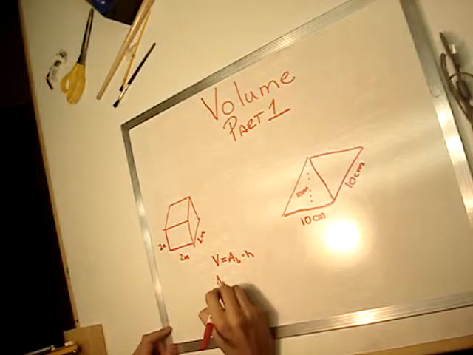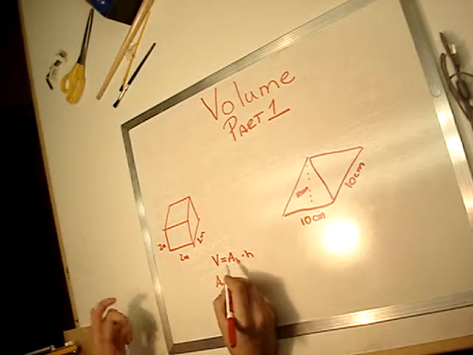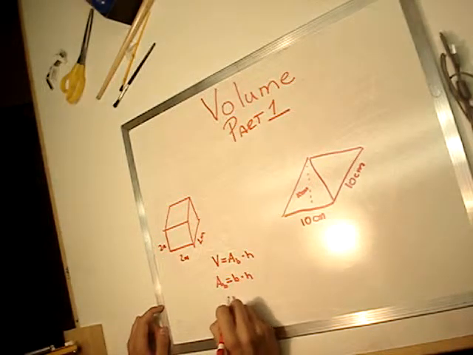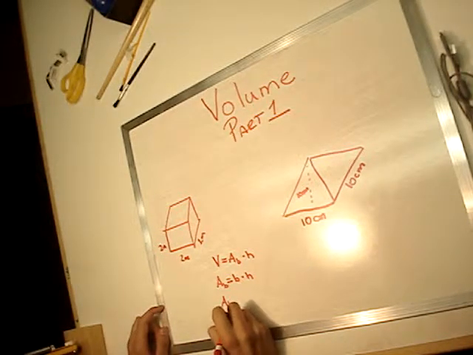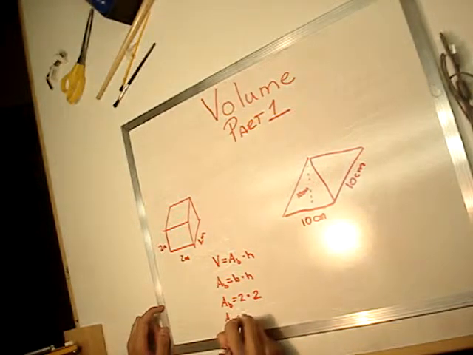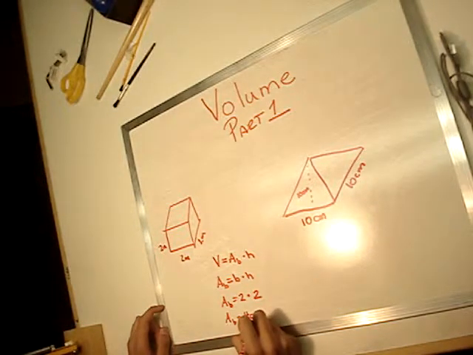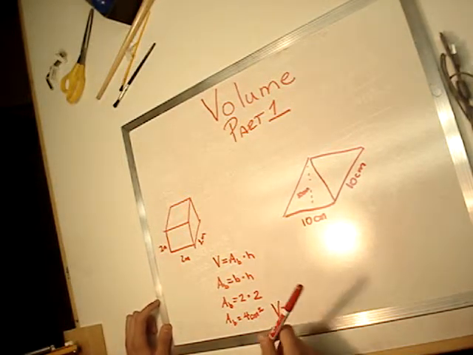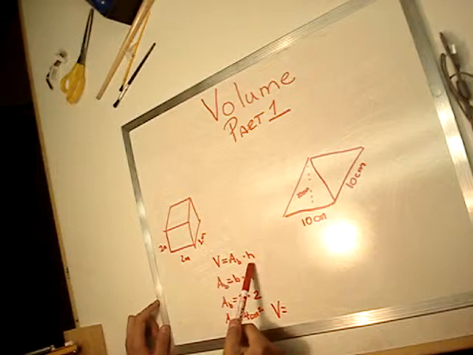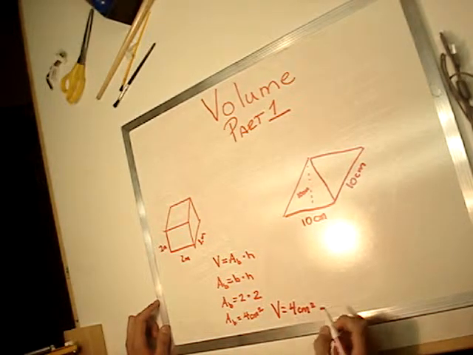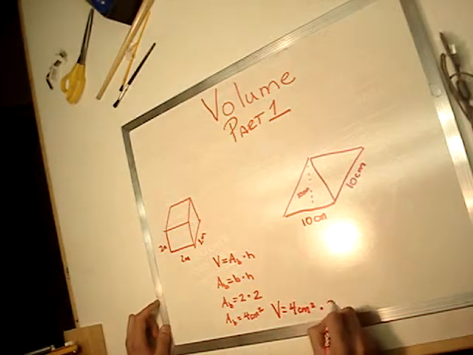Now for the area of the base, we go back to area: base times height. It's a square, so base times height in this problem would be 2 times 2. So area of the base equals 4 centimeters squared. And now volume: the formula is area of the base times height. So we have 4 centimeters squared times our height, 2 centimeters.